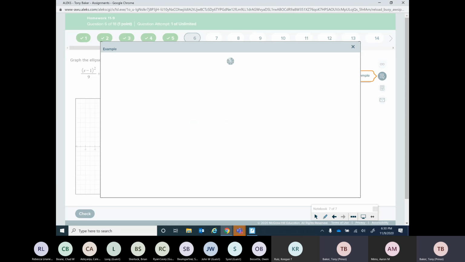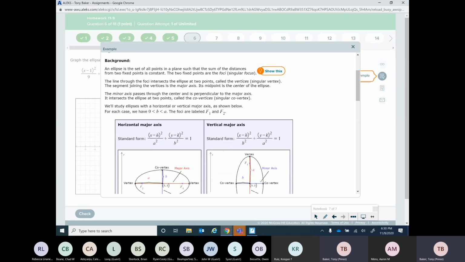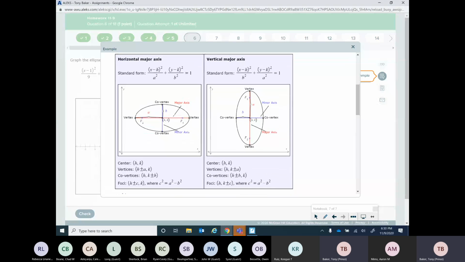From ellipse. All right, so this is an ellipse.